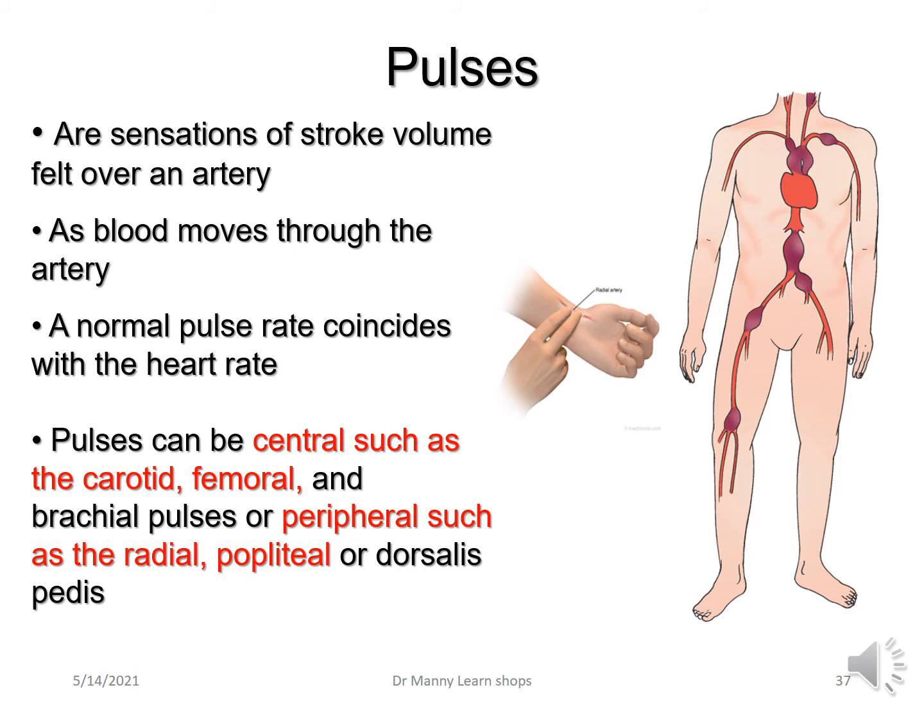You can have what's called a pulse deficit, which we're not going to explain at this stage, but basically it means you could have a heart rate, for example, of 80 beats per minute and only have a pulse rate of about 75 beats per minute. Pulses can be central, such as carotid, femoral and brachial pulses, or peripheral, such as the radial, popliteal, or dorsalis pedis.